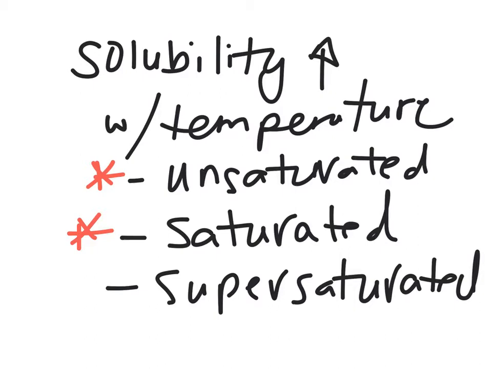However, there is a special case where you can trick the solution a little bit: heat it up a whole bunch, dissolve more solute in it, and then cool it down slowly. And when it cools down slowly, that solute stays dissolved. And that particular type of solution is one which is called supersaturated. That means it has more solute dissolved in it than should have been possible.